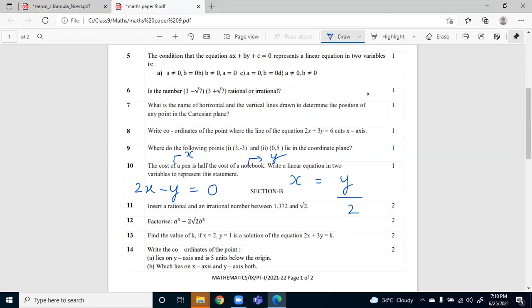Yes, ma'am, same answer. Good. So the cost of the pen is half the cost of the notebook. If I take the cost of pen as x and notebook as y, then y by 2 will be the cost of the pen. So I move this 2 to the other side, then it becomes 2x. If I move y to the left hand side, then it will be minus y. So the final answer is 2x minus y is equal to 0.